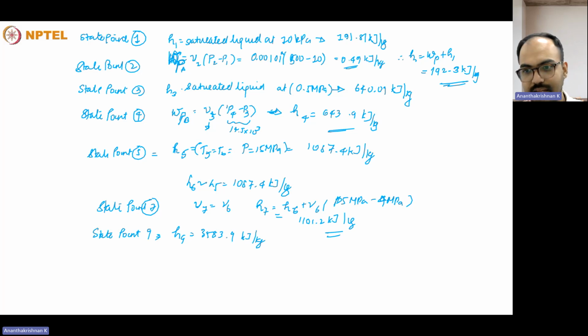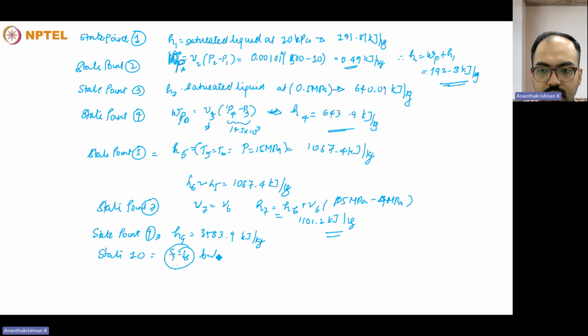It's a bit tiresome because we have to substitute all the values at all these points. State point 10 has the same entropy as state point 9, but will be at 4 megapascal. Based on that, we'll get the state point enthalpy as 3155 kilojoule per kilogram.